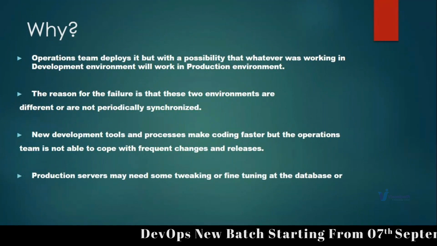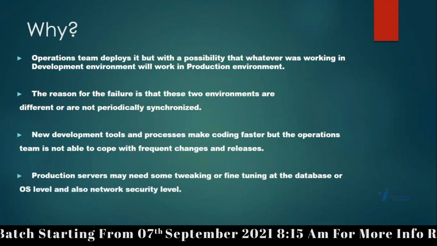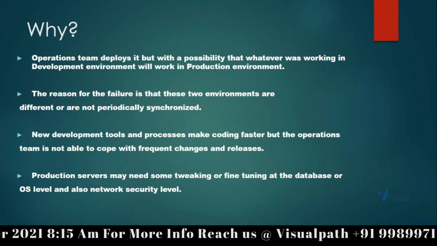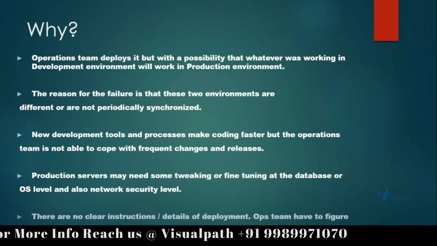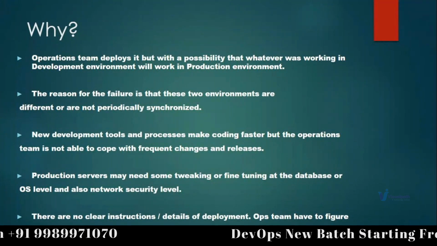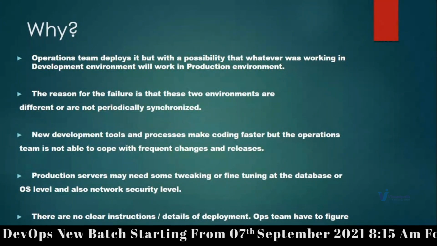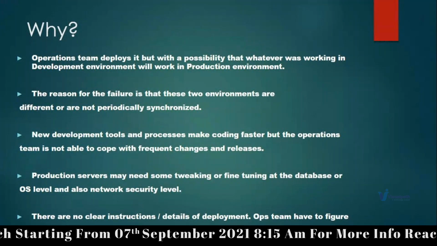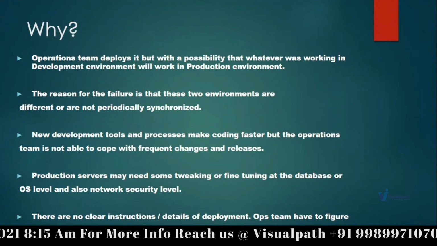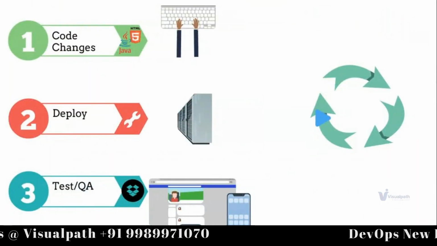The production server needs some changes, as I said. Maybe the database needs to be tweaked, some OS level, some security level, some firewall level changes need to be done, which is not informed to the ops team. So things fail. Most importantly, guys, there are no clear instructions to the ops team for the deployment. This is the biggest problem, which is actually communication. If they're not communicated with well, then they're going to make mistakes and things will fail. So there are some reasons why deployment fails in the production environment or even in dev and test environments. We have to remember this.